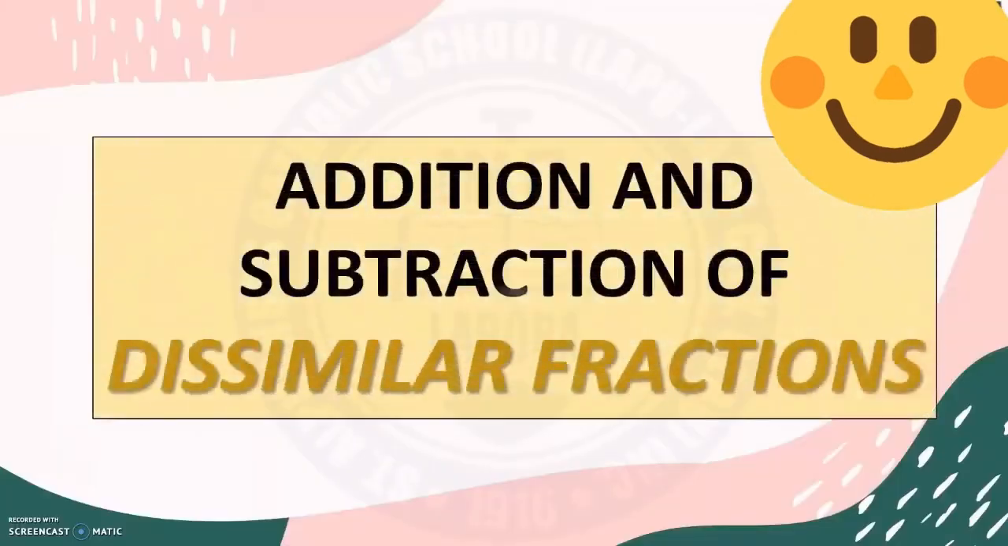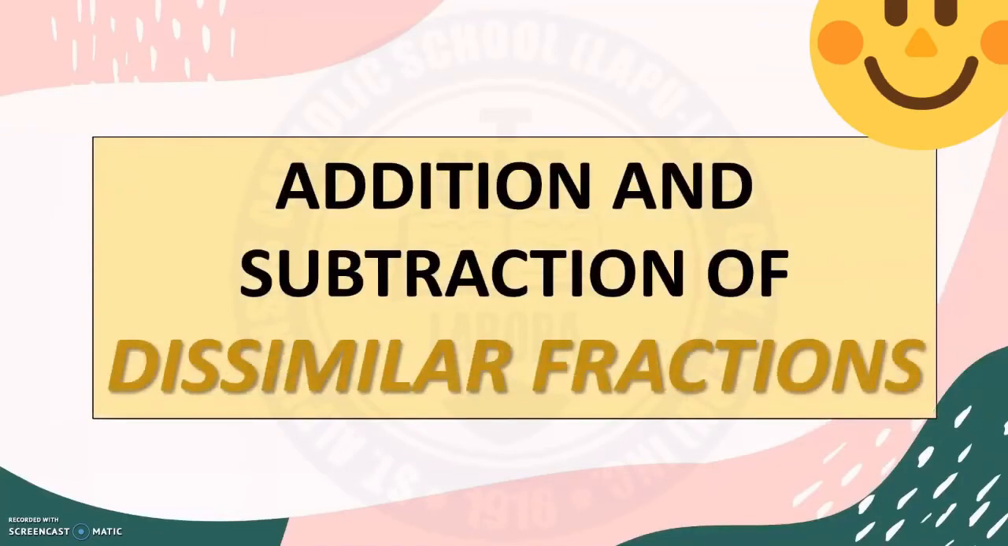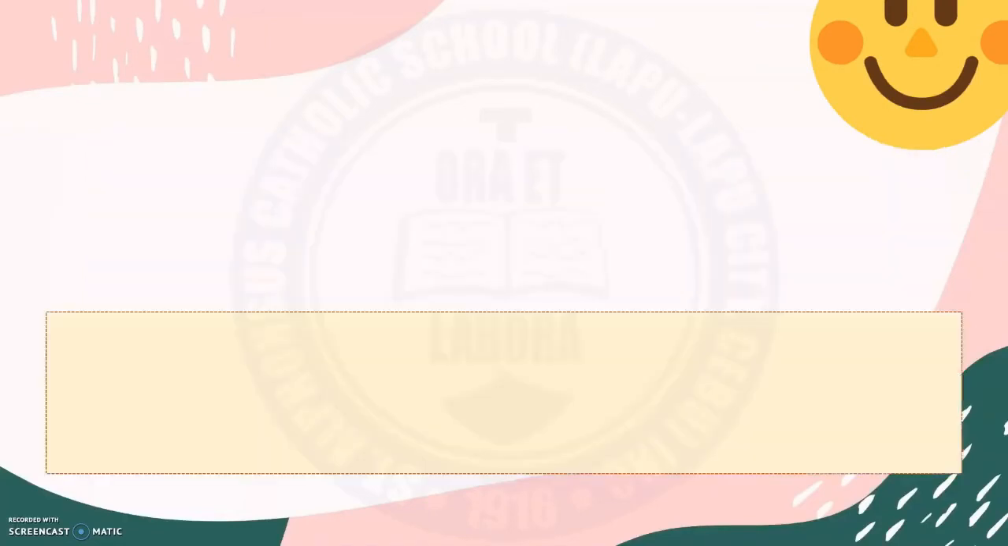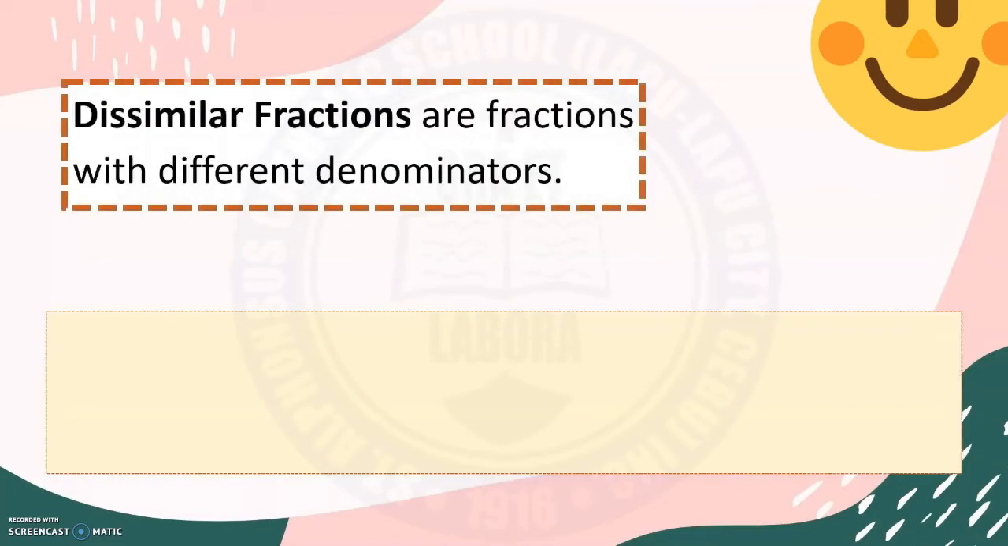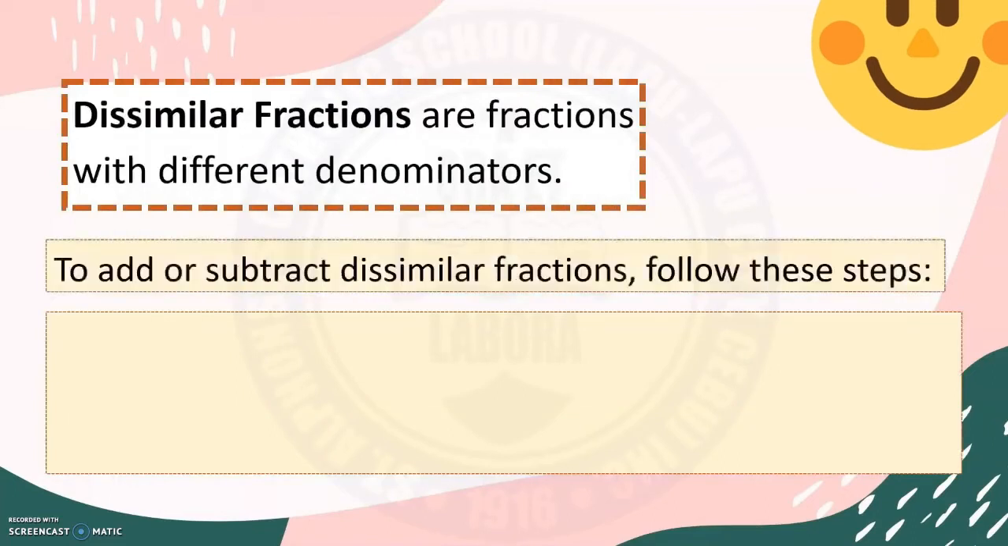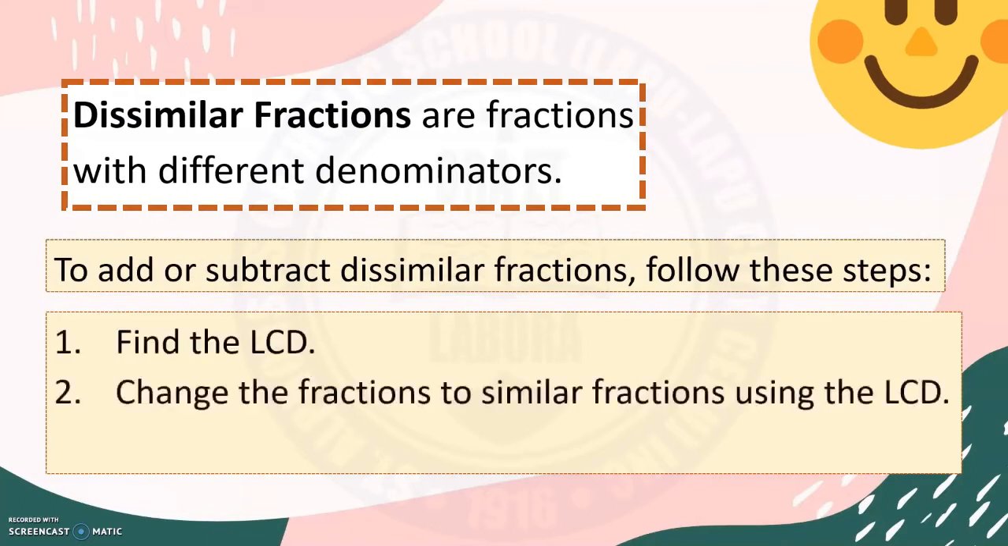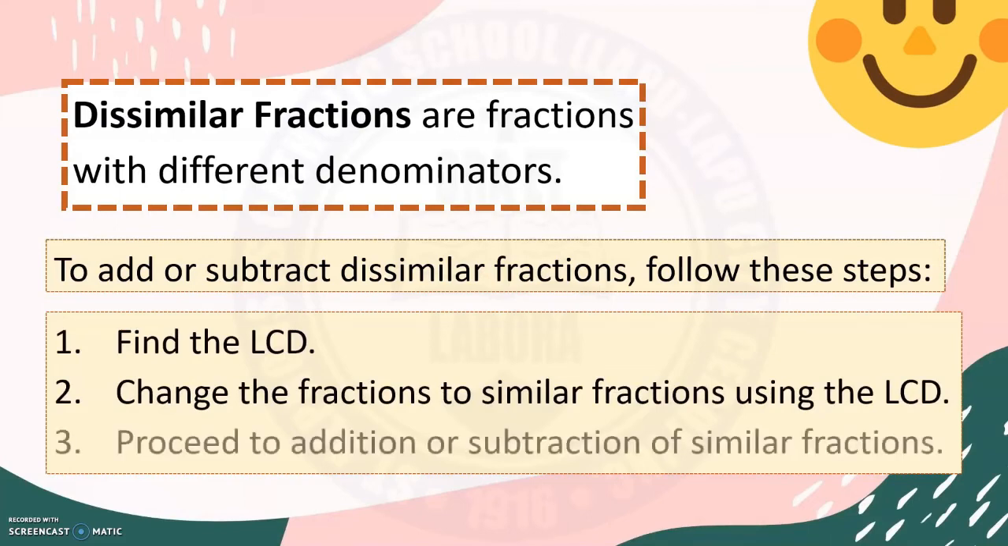Now, let's discuss addition and subtraction of dissimilar fractions. Once again, dissimilar fractions are fractions with different denominators. To add or subtract dissimilar fractions, follow these steps. Step 1. Find the LCD. Step 2. Change the fractions to similar fractions using the LCD. And step 3. Proceed to addition or subtraction of similar fractions.